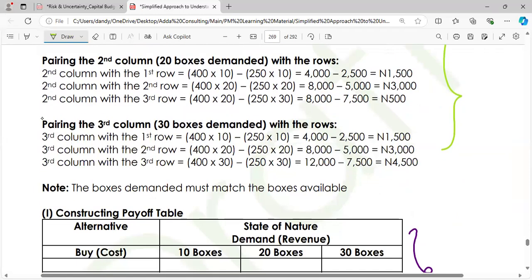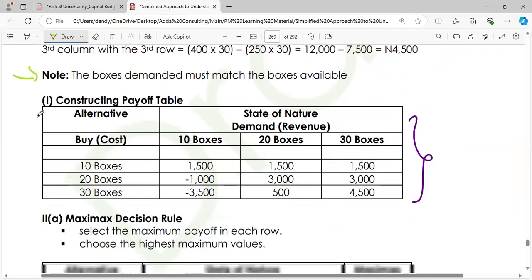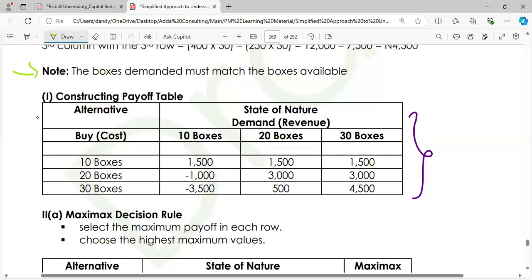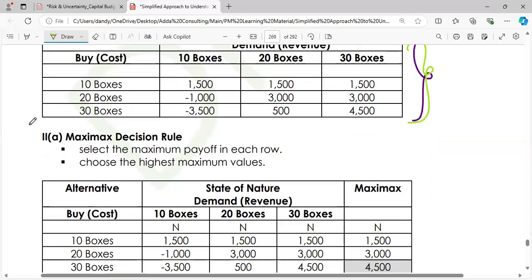So you can see that the boxes demanded must match the boxes available. That's what we have done. So we are restricting it to what you have available. So this is the payoff table that we have drawn here. At this point now, you can solve for the other ones using Maximax, whatever is very straightforward.